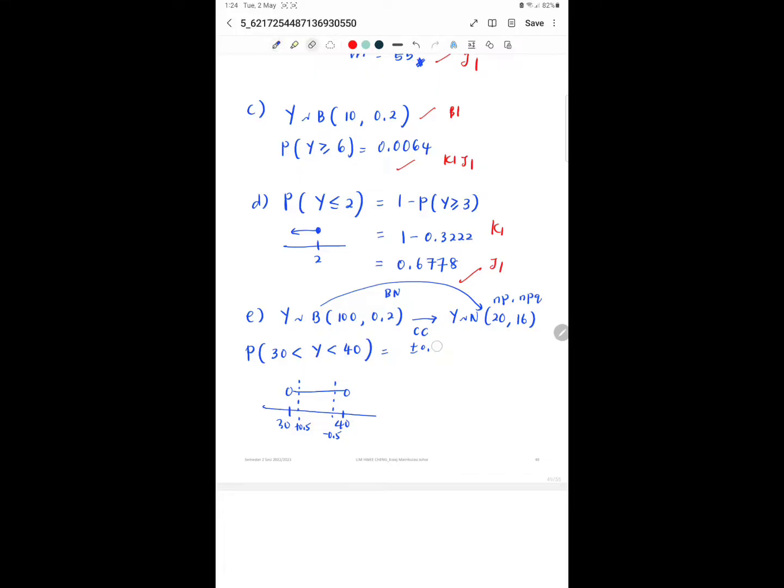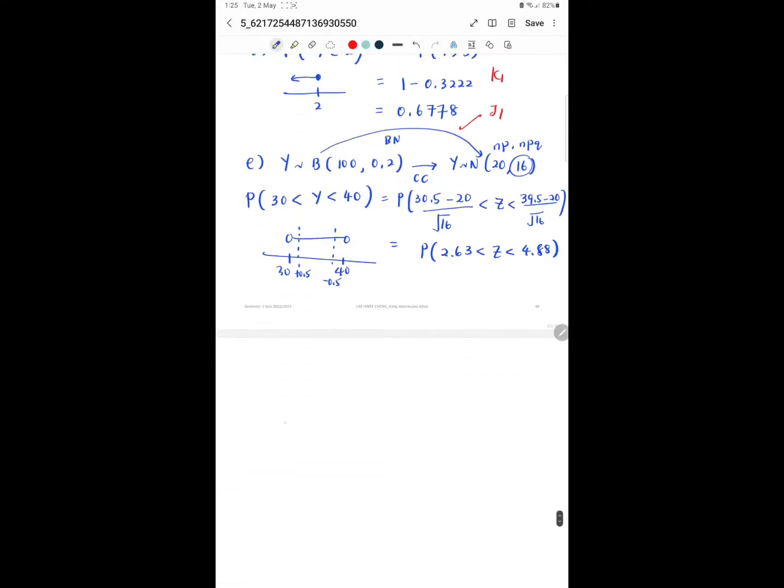So first we write the continuity correction, 30.5. Straight away standardize: minus mean over standard deviation. This is the variance, so the standard deviation will be square root of 16, I can write 4 straight away. After we standardize, we write Z. So this will be 40 minus 0.5, 39.5, minus mean over standard deviation. We calculate, then we get Z between 2.63 and 4.88.